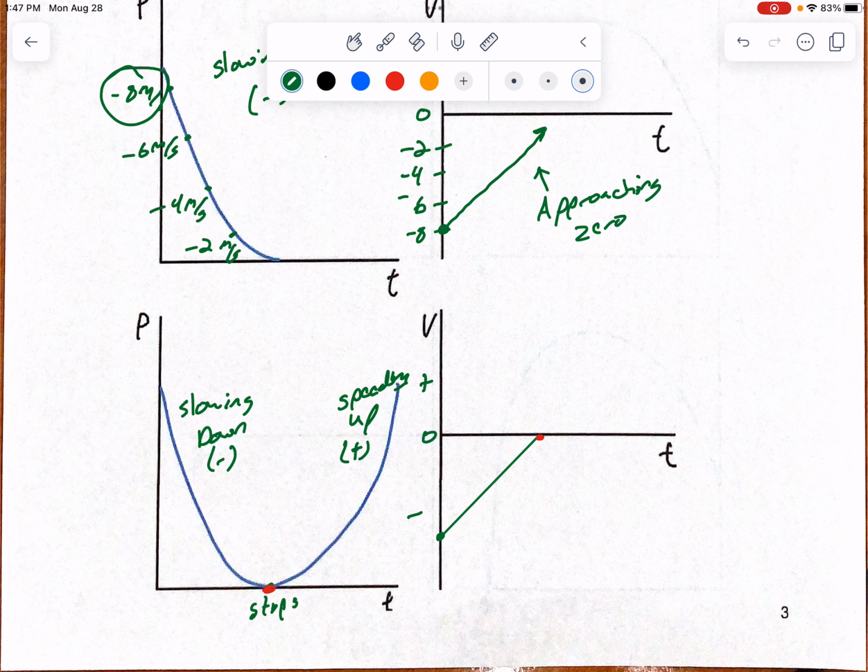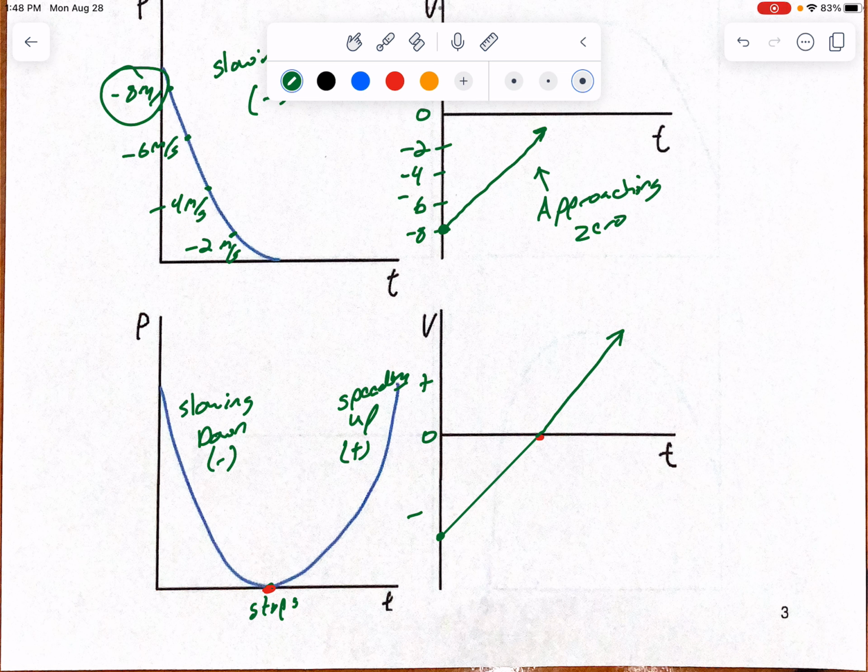Okay, now once I stopped, I turned around. Okay, I'm going the positive direction now, and I'm speeding up. Okay, so if you're speeding up, that means you're going to be going away from 0, and you're still going the positive direction. So that's what it's going to look like right there. You just keep going through the line.